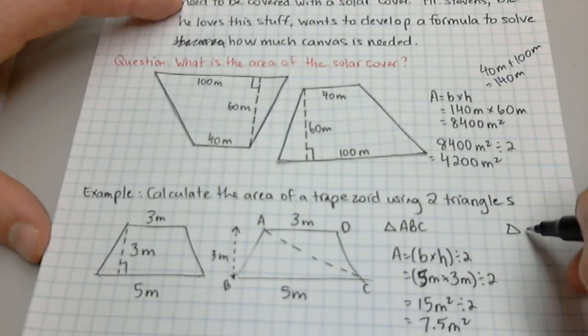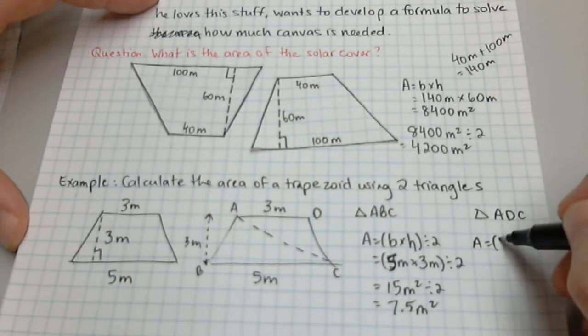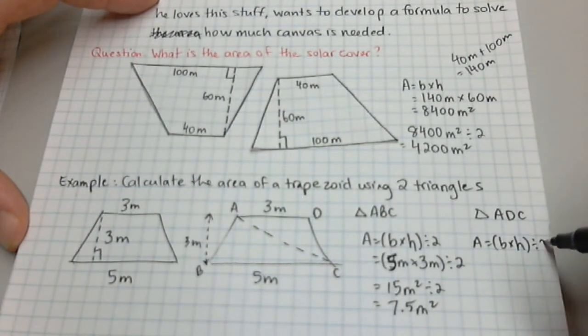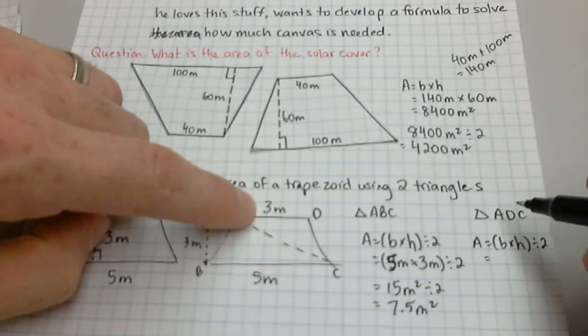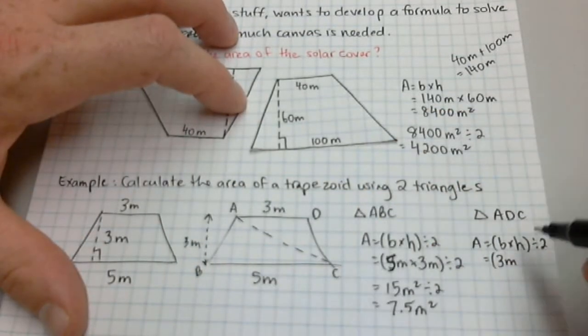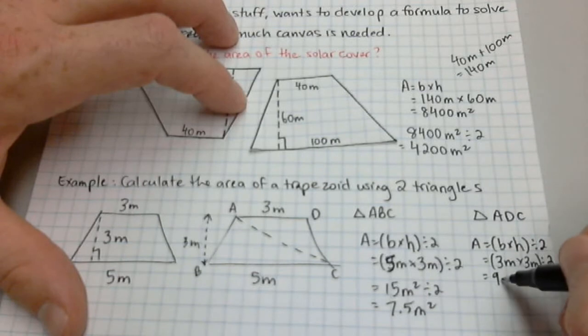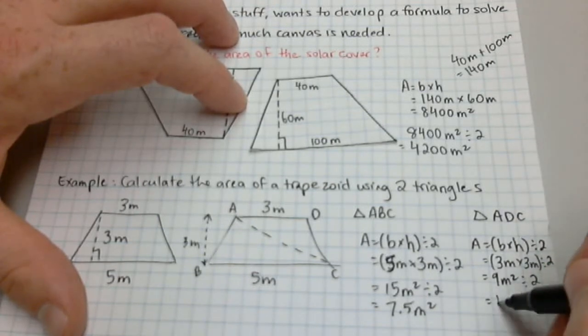Now I can do the area of triangle ADC, and again, area equals base times height divided by 2. The base here is 3 meters because it's ADC. Height is still 3 meters, divided by 2. 3 times 3 is 9 meters squared divided by 2, which gives me an overall area of 4.5 meters squared.